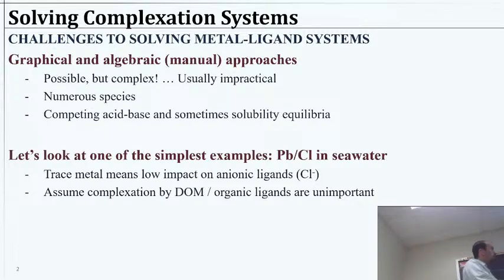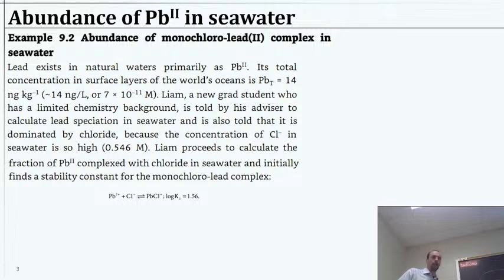So we can assume for this example problem that we have really no impact on the amount of chloride, because lead is a trace metal. We have tons of chloride in seawater, as we'll see, and a tiny bit of lead. So even though we're complexing, we're taking away some chloride, it means nothing compared to how much is there. Okay, so that's one assumption. Another assumption is we're going to say, at least at the start, no complexation by DOM or organic ligands. So I'm going to ignore some other possibilities there. So it's lead with chloride, and possibly some other non-organic, so inorganic species.